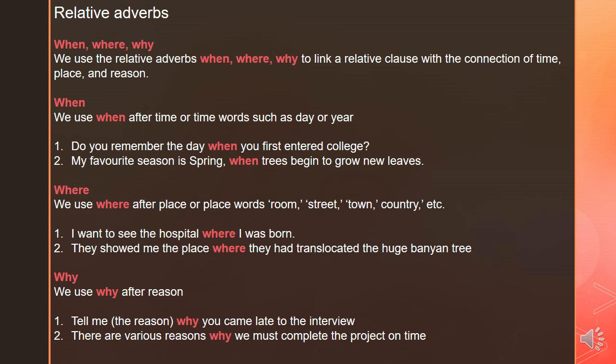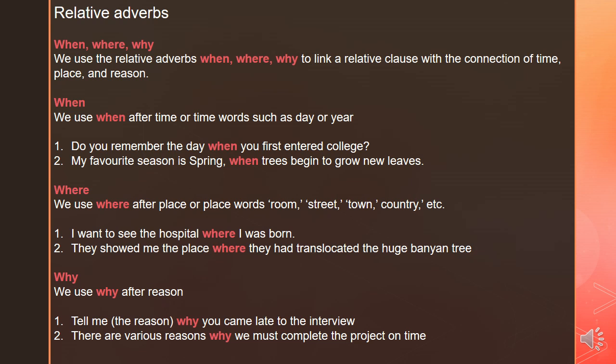When, where, why. We use these relative adverbs to link a relative clause with the connection of time, place, and reason. When. We use when after time or time words such as day or year. The first example, do you remember the day when you first entered the college?